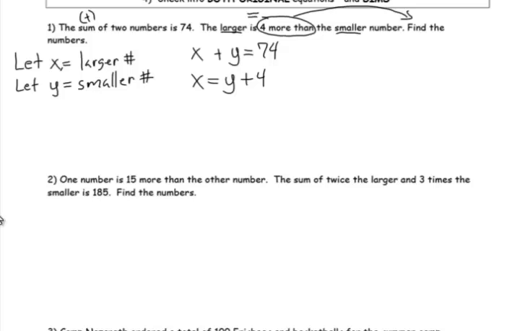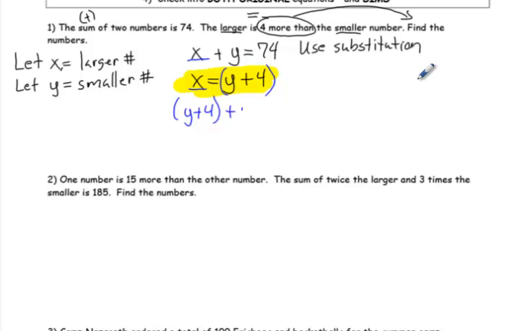Now this equation, I look at how it's set up and I say, this is really set up for substitution. So I'm going to use substitution to solve this. How do I know that? Well, as I look at this second equation, what I see is I've got x isolated here. So I got my x here. Where else do I have x? I'm going to replace that with this value right here. So as we go ahead and do that, I get y plus 4 plus y equals 74.